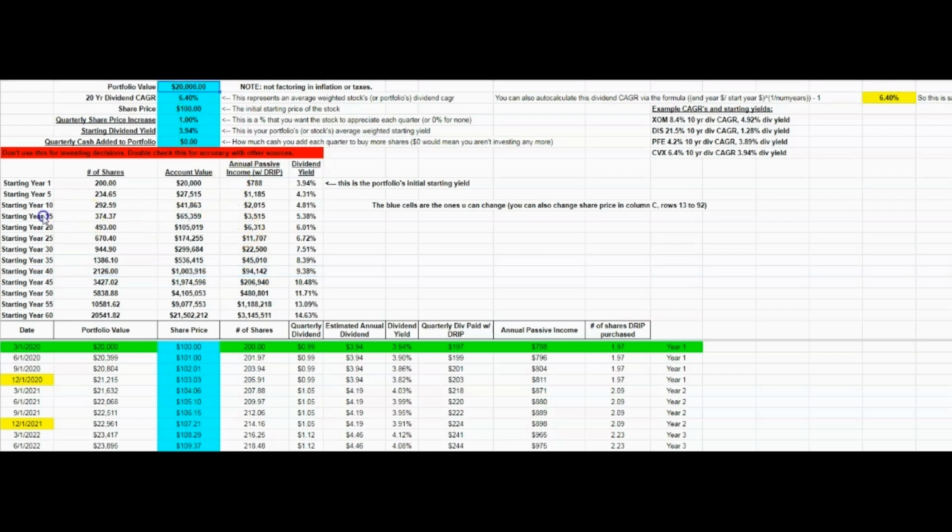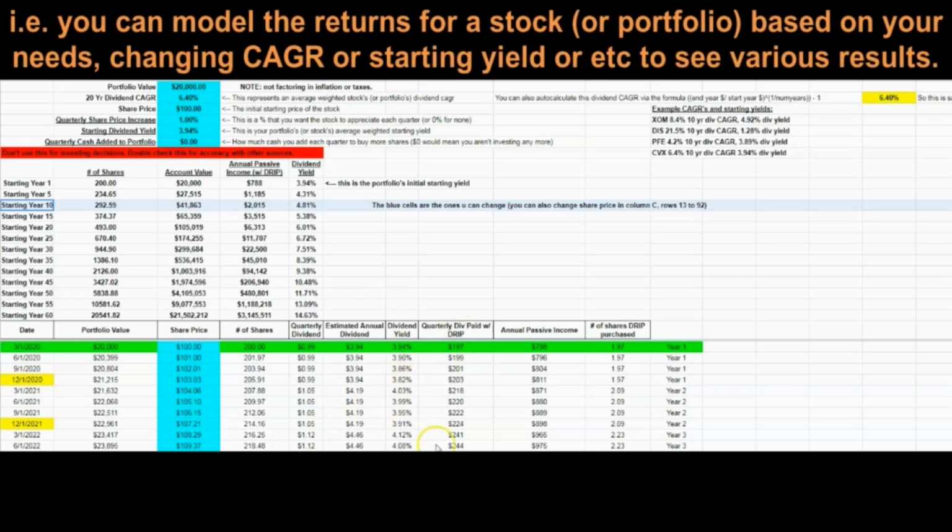And then you can also say, okay, let's just say my time frame that I care about is 25 years or 10 years. Then you can model how the portfolio would be growing and with the passive income. And then you can come down here and see the more nuanced details.